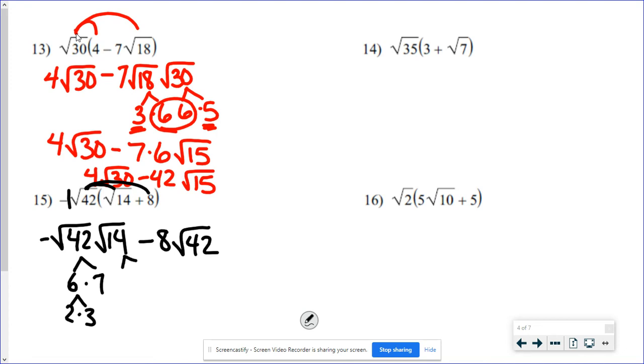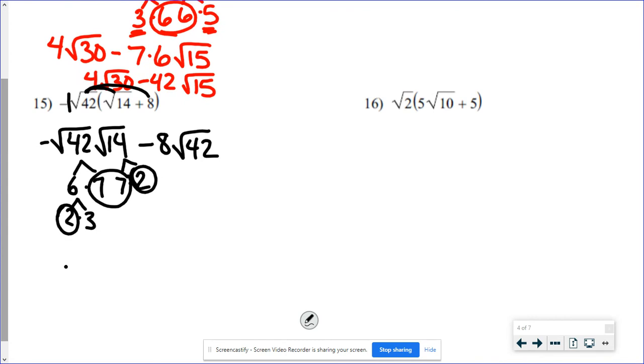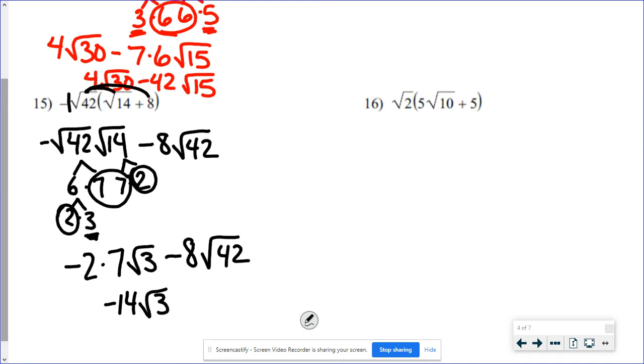However, this 14, I can do this. And don't forget about this. So I had that negative that was on the outside. I broke out a pair of 2s and I broke out a pair of 7s. The leftover from this part is just that 3. So I would combine the -2 and the 7, multiply that to get a -14, rad 3 minus 8, rad 42.